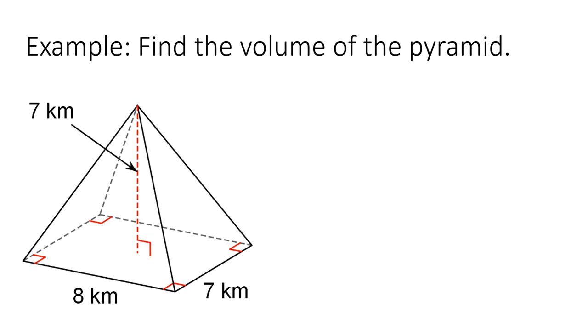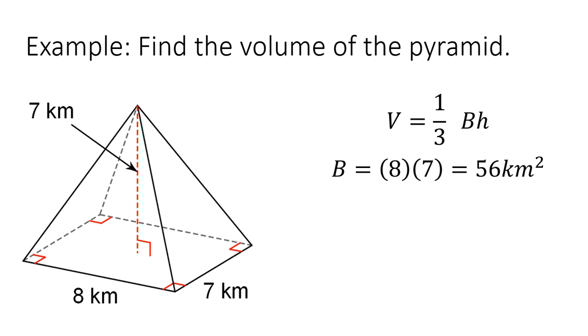So let's do this example. Find the volume of the pyramid. First thing you want to do is recall that the formula is 1/3 times the base area times the height. And so the first step is to figure out what the shape of the base is so that you can find the area of it. And the shape of the base is a rectangle, so we are going to be finding the area of a rectangle. So 8 times 7, and the area of the base would be 56 kilometers squared.